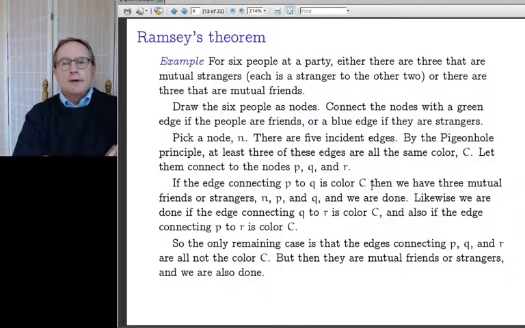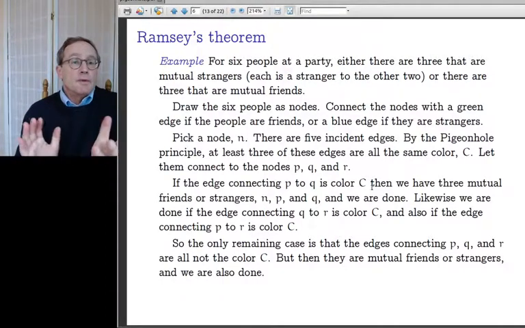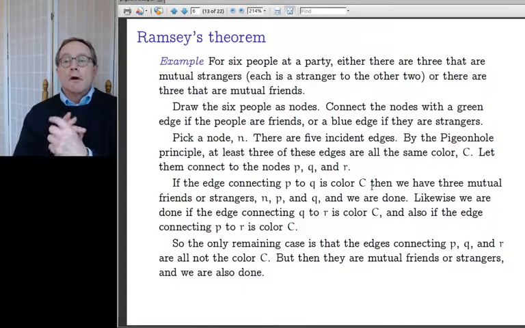There are 5 edges. That is to say, for each person, there are 5 other people in this collection of partygoers. For each node, there are 5 incident edges. By the pigeonhole principle, at least 3 of the edges are all the same color. If there are 5 edges, you can't have 2 of them red, 2 of them green, and the other one indeterminate. That doesn't make any sense. So by the pigeonhole principle, at least 3 of the edges are all the same color. It might be 4, but at least 3 are all the same color.